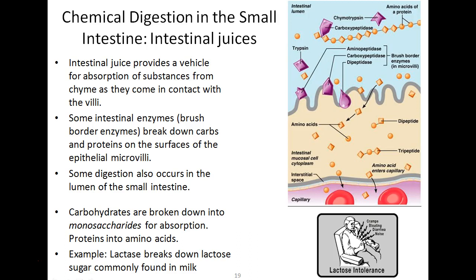So let's take, for example, lactase. Lactase is an enzyme that breaks down lactose sugar. That lactose sugar needs to be broken down into smaller subunits like glucose. As we can see in the lower right, a person who might be lactose intolerant is unable to break down that larger lactose into the tiny subunits.